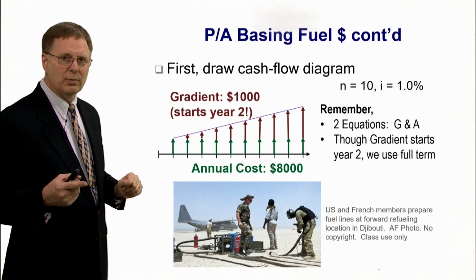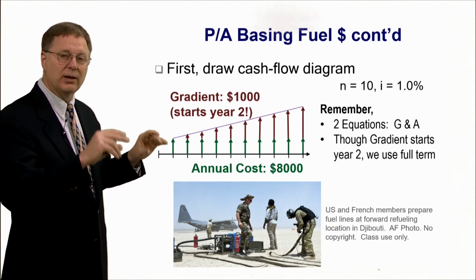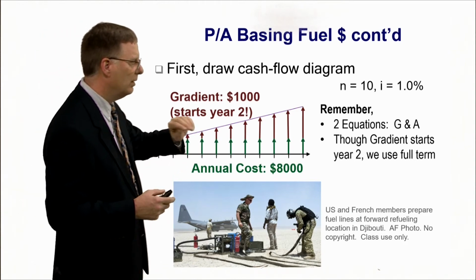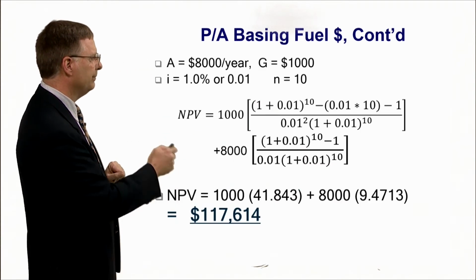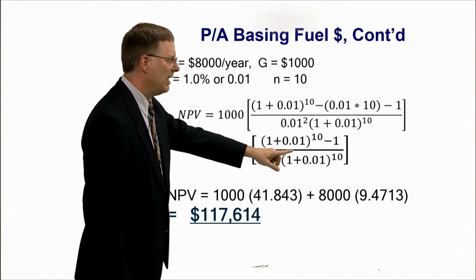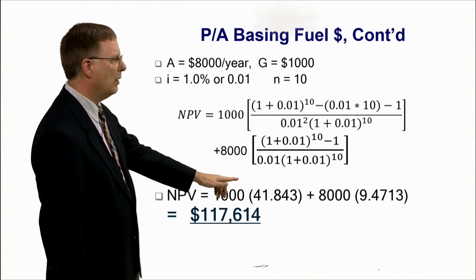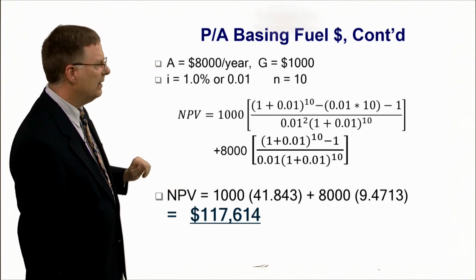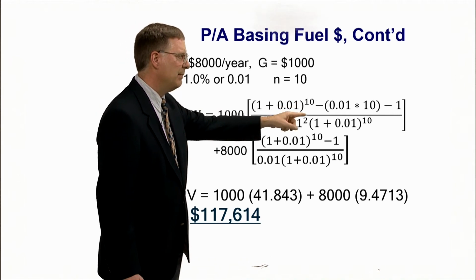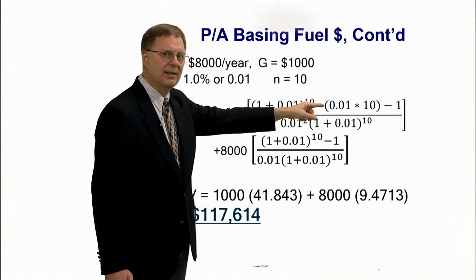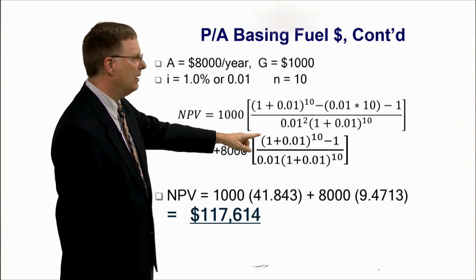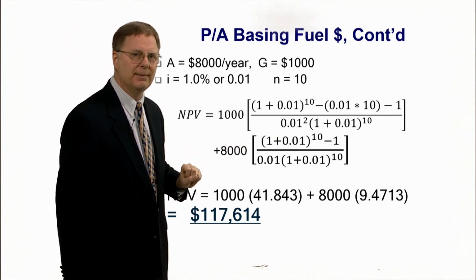Remember, two equations. We're going to use the gradient equation to deal with the triangle, and we're going to use the annual equation to deal with the flat amount. And again, don't forget to use the full term. So we plug those numbers in: $8,000 into the annual, 1 plus i to the n, minus 1 over i times 1 plus i to the n. And then we deal with the gradient side of the equation, $1,000 times 1 plus i to the n minus i times n, minus 1, divided by i squared times 1 plus i to the n.